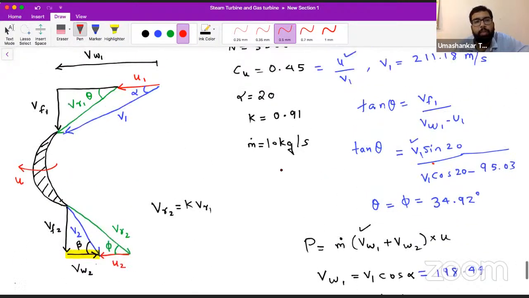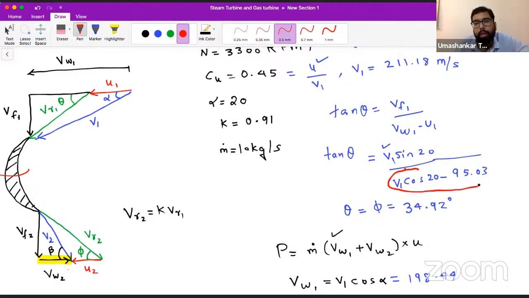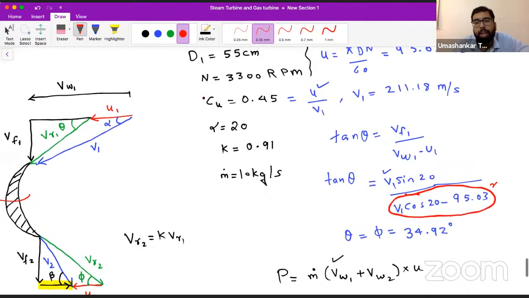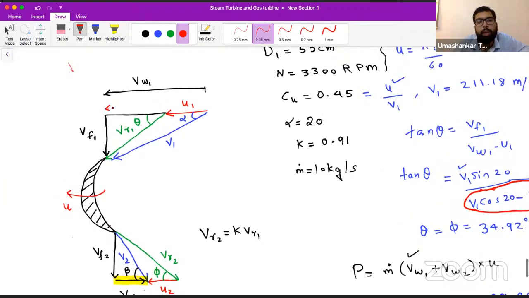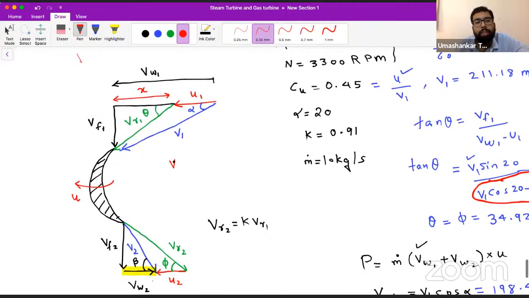So VR1 is what? We have this VF1, we have this distance. Let us call it X. Can we call it X? Yes or no? So we have the value of X from here. We have to calculate the value of VR1. Till now we have not calculated it, so let this be X. So VR1 we can calculate like this.